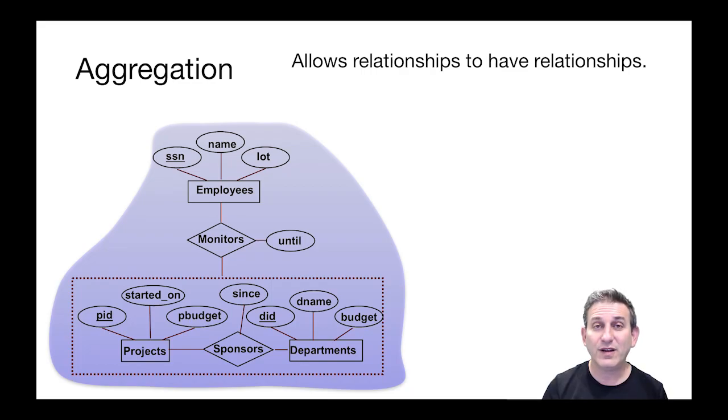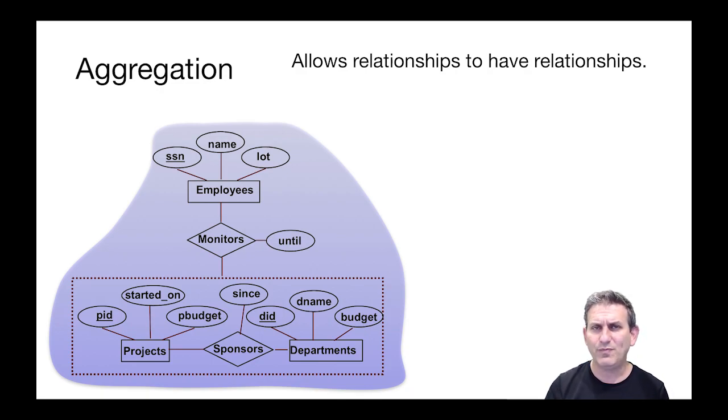One of the rules in ER diagrams is that relationship sets connect up entity sets. They do not connect up other relationship sets. So you can't have a relation between a relation and something else. But sometimes that's kind of what you want. And so to enable that, what we have is a concept in ER diagrams called aggregation.